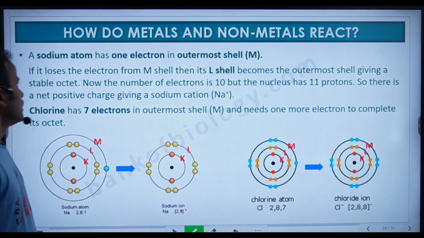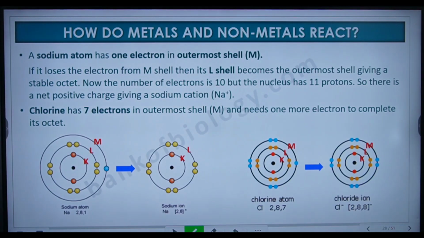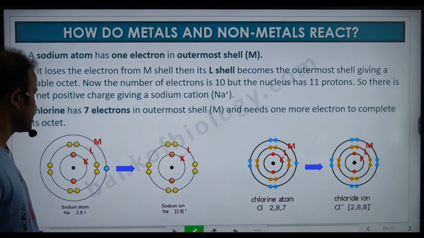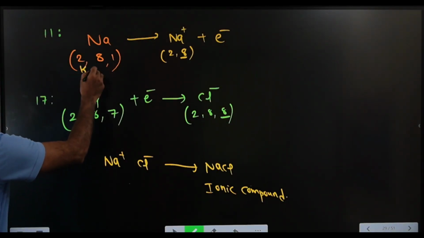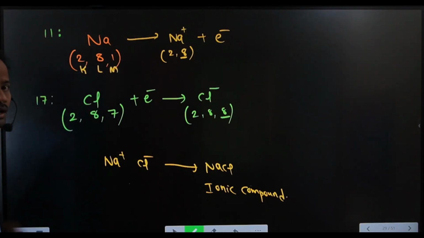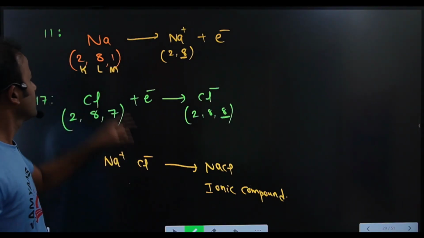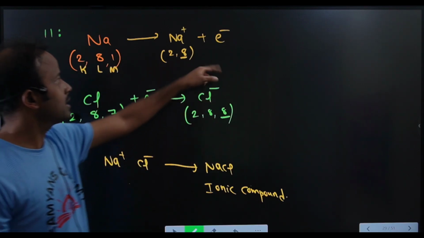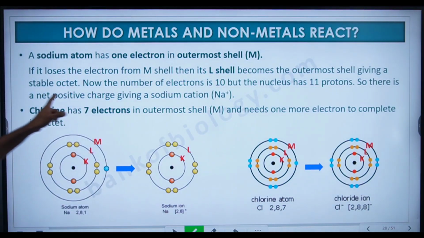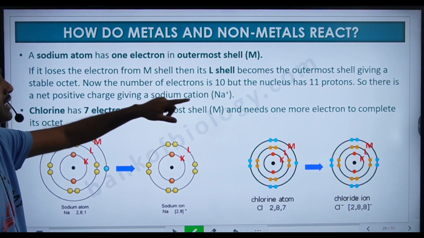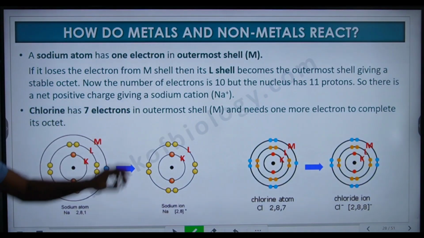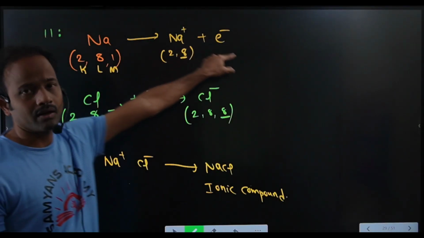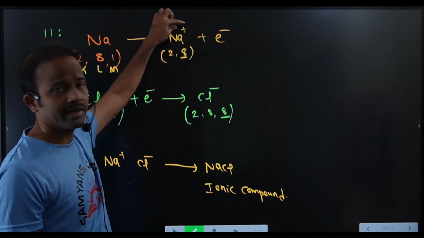Now you see, a sodium atom has 1 electron in the outermost shell. If it loses the electron from the last shell, that M shell, then its L shell becomes the outermost shell, giving a stable octet. Now you see, this is the K shell, right? And this is the L shell, this is the M shell. When you remove one electron from the M shell, it will get the L shell configuration, that is the 8 electron configuration. This is the stable configuration. After losing the electron, it is converted into the sodium plus ion. Now the number of electrons is 10, but the nucleus has 11 protons, so there is a net positive charge, giving a sodium cation. Because after losing the electron, it will get the positive charge.